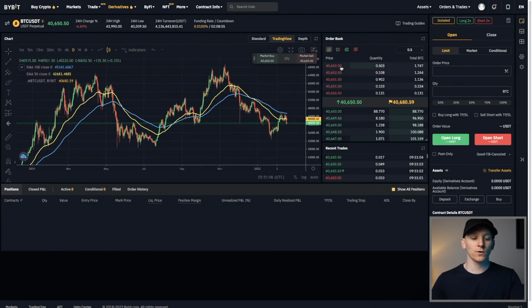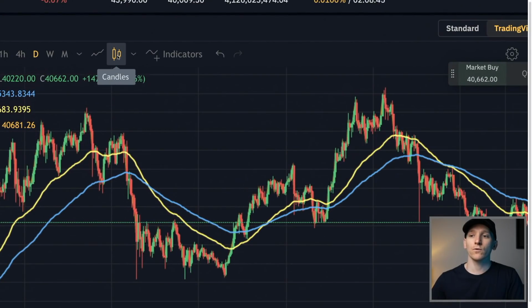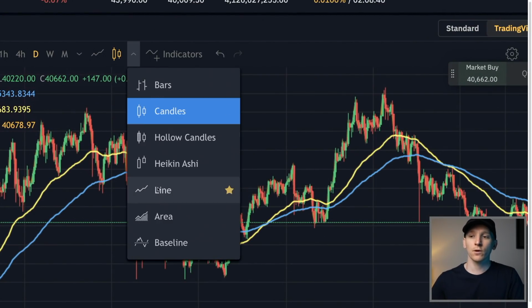So the first thing we need to do is actually get set up on the chart. So, download one of these platforms in the description. And once you have that, follow along with me right here. So what we need to do is go to the type of chart that we're using. So if we click on this, you can see there's lots of different charts.